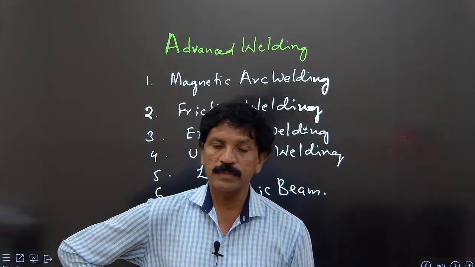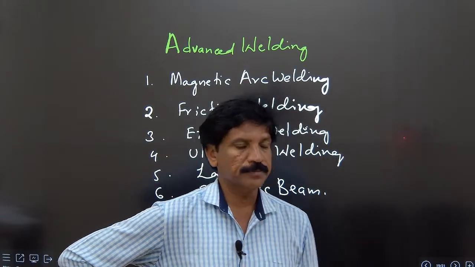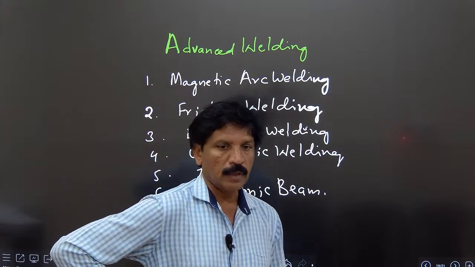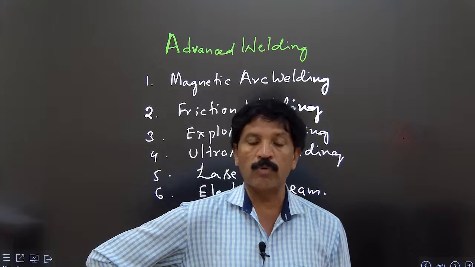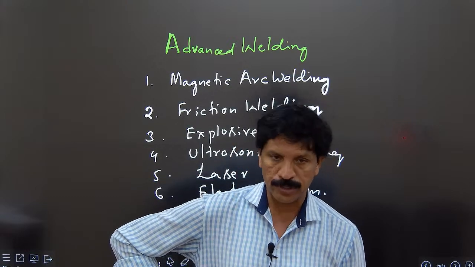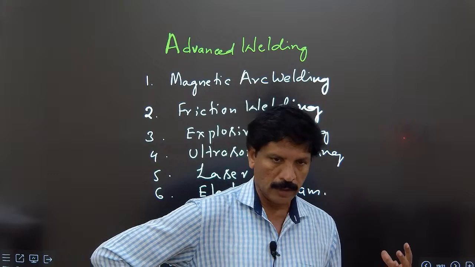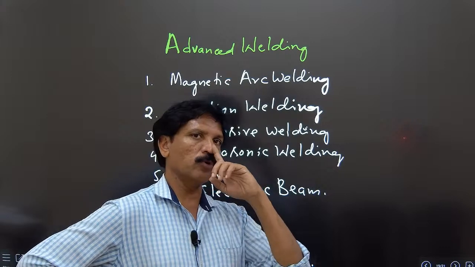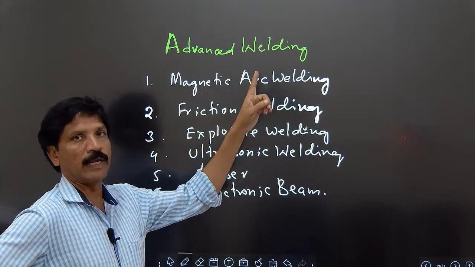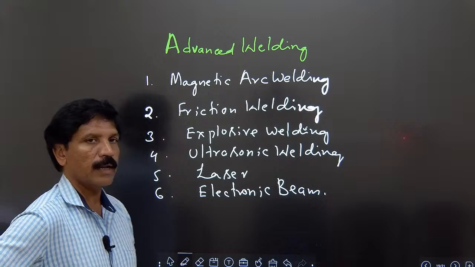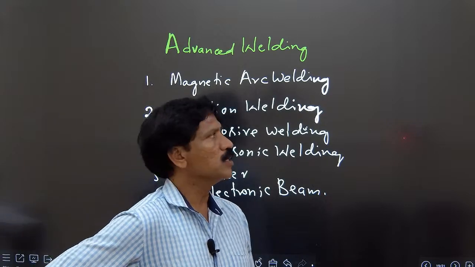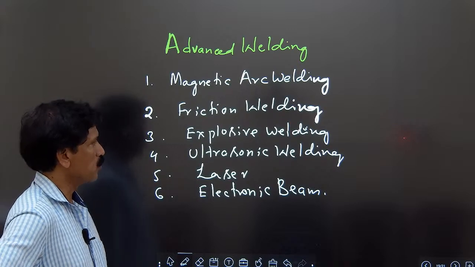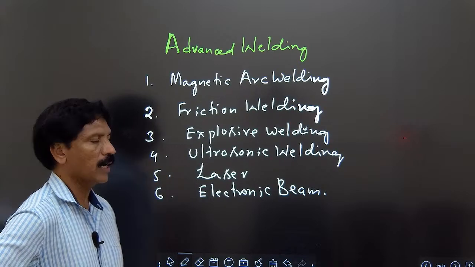Yes, my dear students, I am going to start my session with advanced welding. Previously I discussed with you regarding advanced casting and advanced production in the previous videos. Coming to this session, I am going to discuss advanced welding. Advanced weldings are classified into 6: magnetic arc welding, friction welding, explosive welding, ultrasonic welding, laser welding, and electron beam welding.